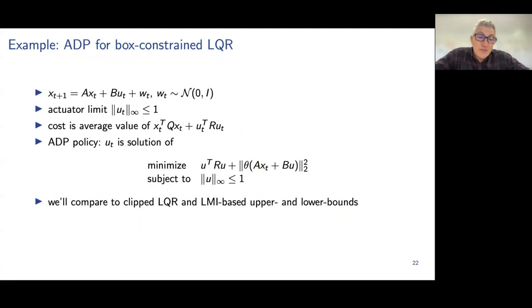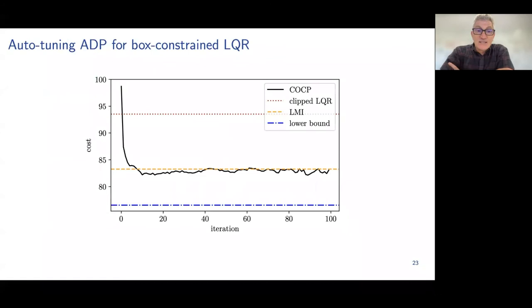And what we're going to do is compare clipped LQR. LQR is you just form U, and clipping means that if U is outside the range, you just clip the entries. We'll also compare that to some lower bounds and some fancy upper and lower bounds that you get using LMI-based methods. So this is tuning. And so here, clipped LQR comes in. Listen, it's just an example, so it's not supposed to be fancy. It's a completely made up example.